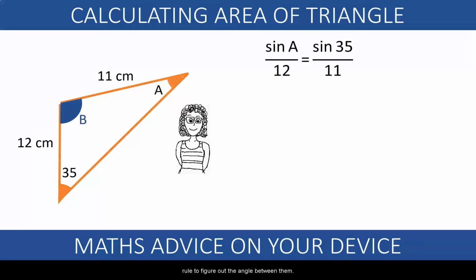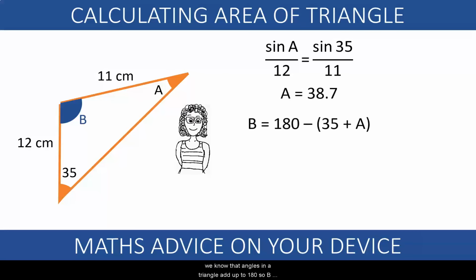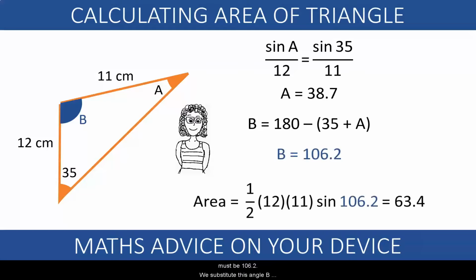How? Well, sine A over 12 equals sine 35 over 11. Solving for A, we obtain 38.7, and now we know that angles in a triangle add up to 180, so B must be 106.2. We substitute this angle B into the formula and we obtain 63.4, the area of our triangle.